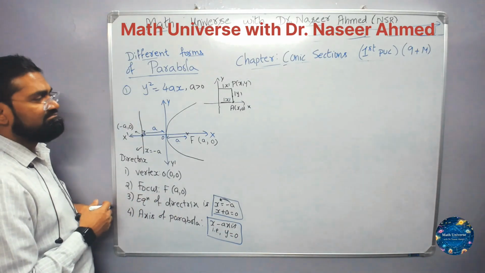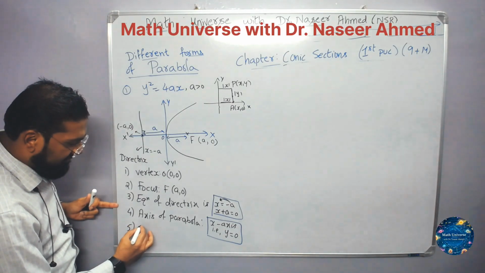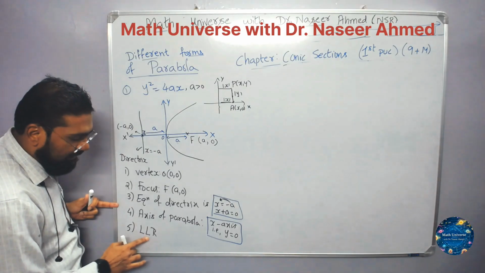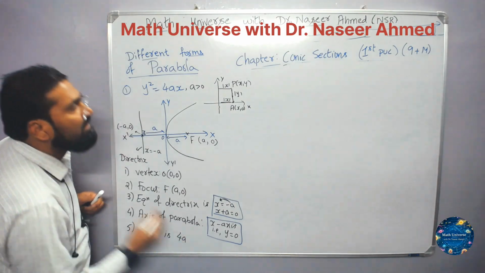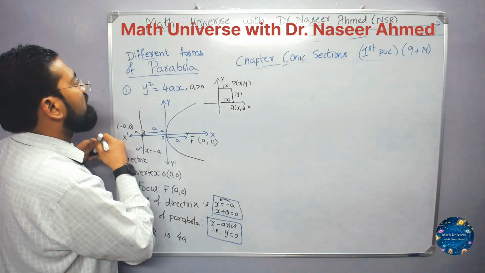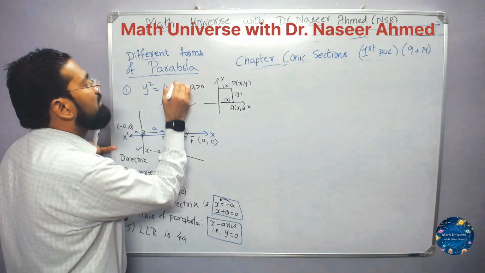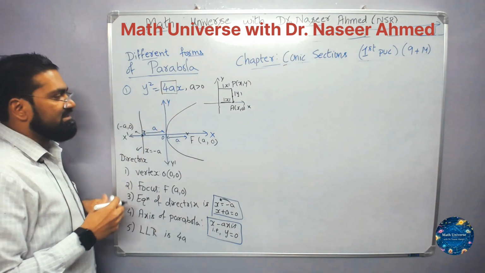What next? Length of latus rectum. In short we call it LLR. Length of latus rectum is 4a, which we just derived. And you can see, as soon as you make y square the multiple 1, whatever the x multiple is, that will be the length of latus rectum.